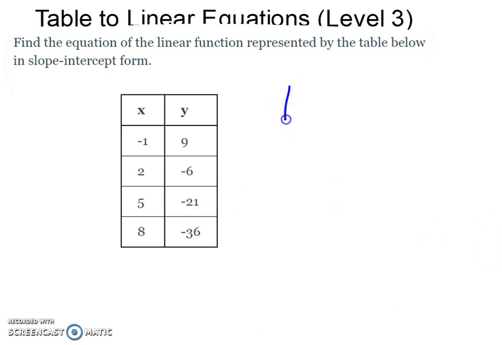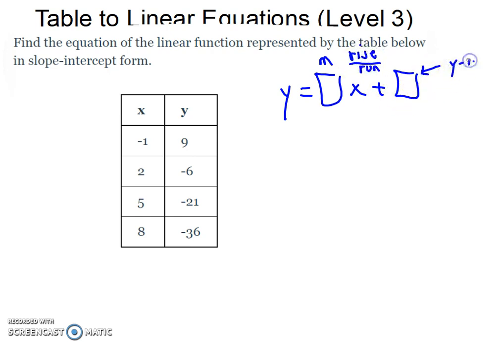I'm going to remind you that anytime you ask me to find an equation, I can put it into this form right here. Okay? And this number, sometimes we call it m. I don't know why they use m for slope, but they do. That number is always the slope, in other words, the rise over run. And this number is always the y-intercept, in other words, where it crosses the y-axis.